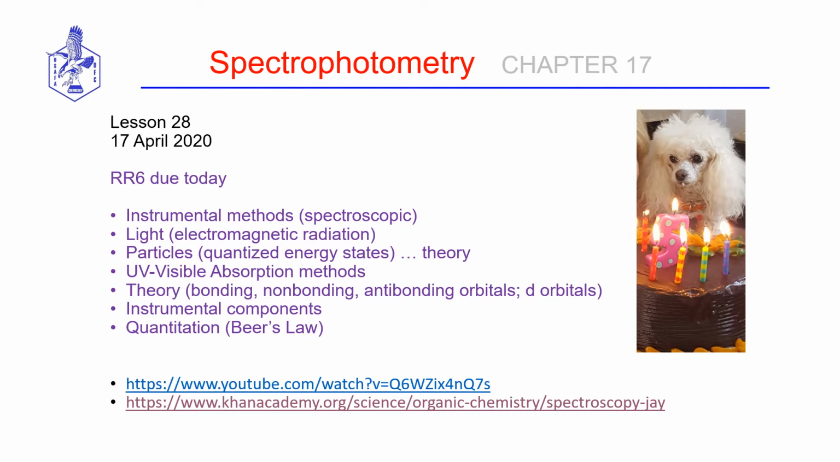We will look at the design of an instrument, the components within, and then we will look at applications, specifically quantitation using Beer's law. There's some nice resources on Khan Academy regarding general spectroscopy as well as UV visible absorption. So please go to the URL provided here for further information.